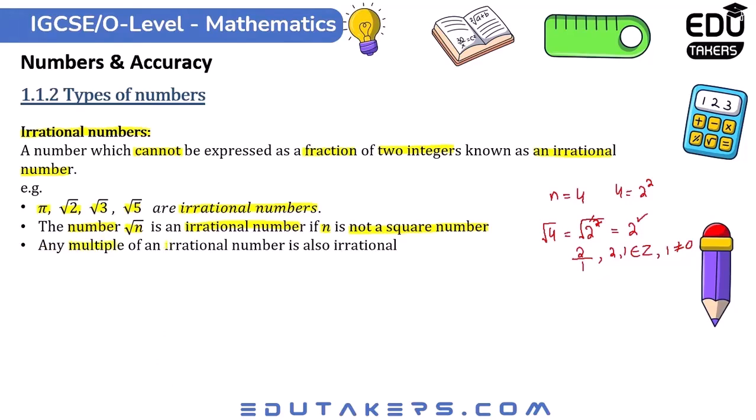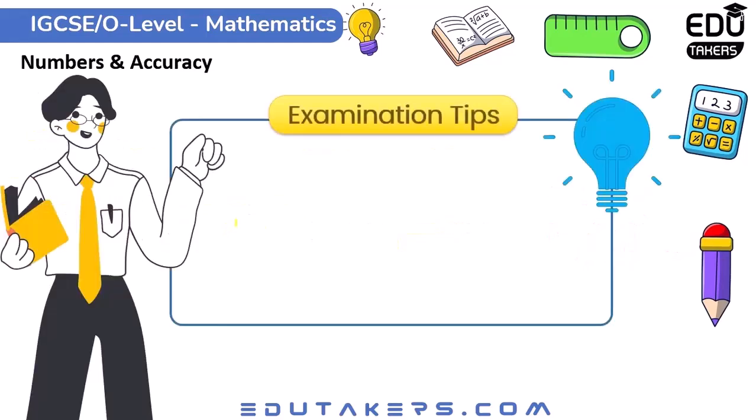Any multiple of an irrational number is also irrational. If we multiply these irrational numbers with any number, the result will also be an irrational number.